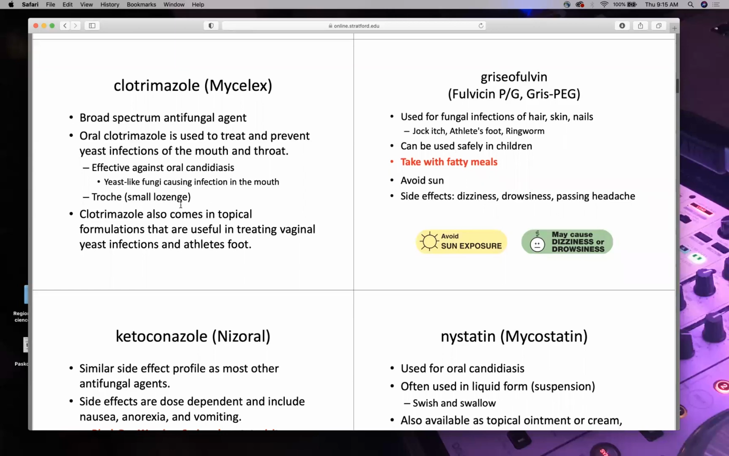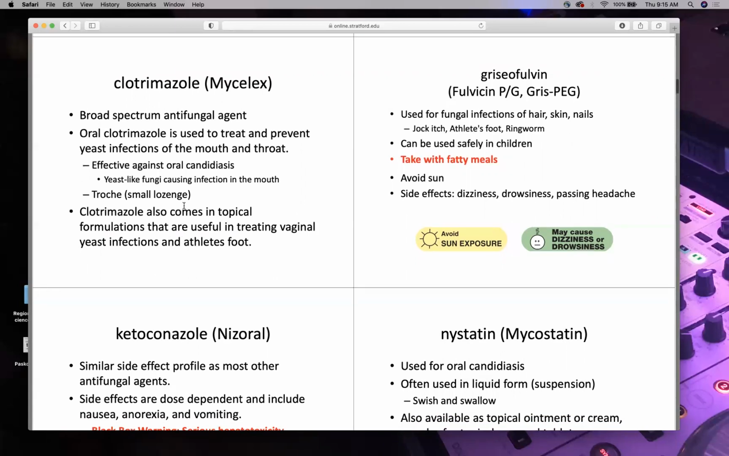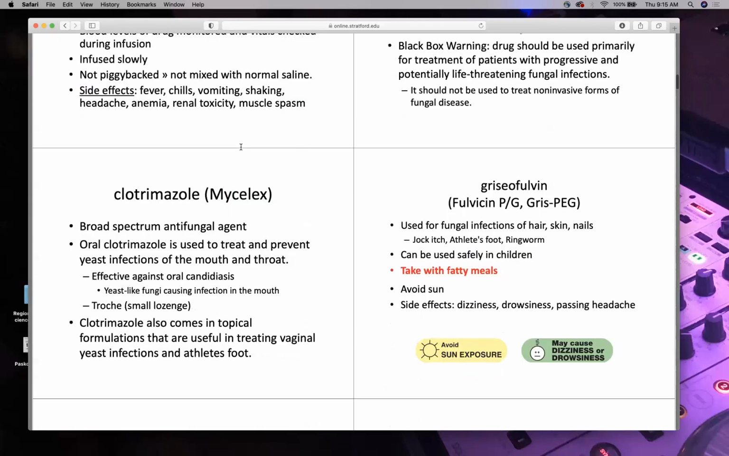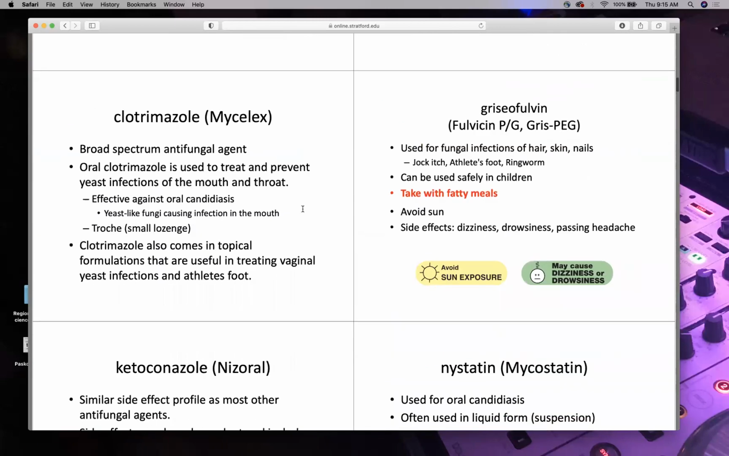And you might even see this term lozenge, right? That means don't swallow it. Like a throat lozenge, you just keep it in your mouth and you let it melt. So lozenges, you don't swallow them. You just let it melt and slowly let the drug melt into your GI. But clotrimazole, broad spectrum, just like amphotericin B, but amphotericin B is some hardcore stuff.